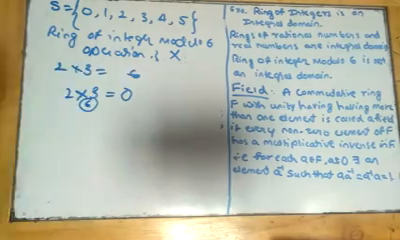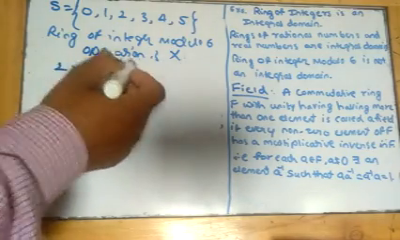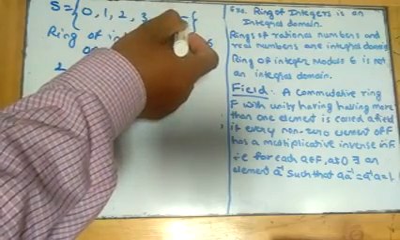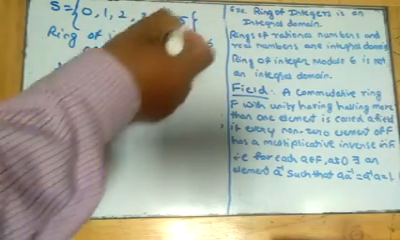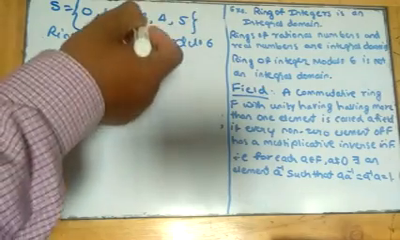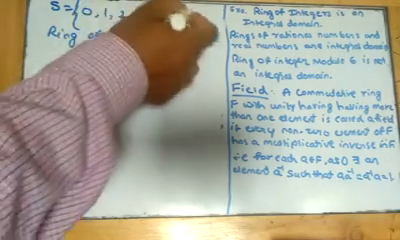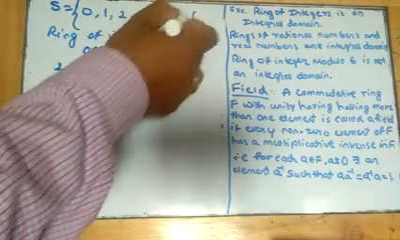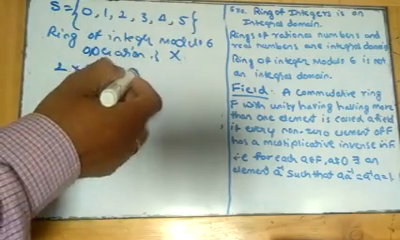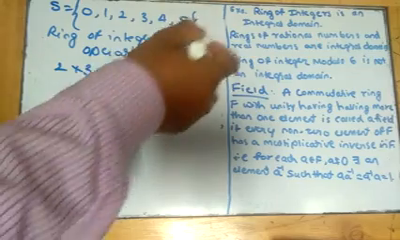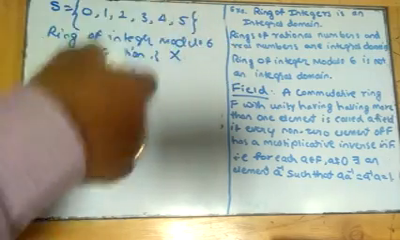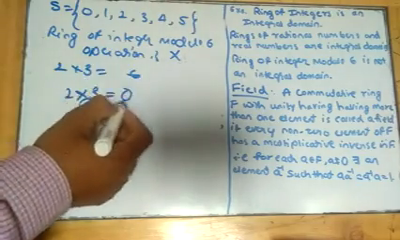2 into 3 is 6. So 6 is more than this number, 5. The 6 does not belong to the set, and it is more than 5. So what we do is divide this 6 by 6. 6 ones are 6 and the remainder is 0. So 0 is the answer.